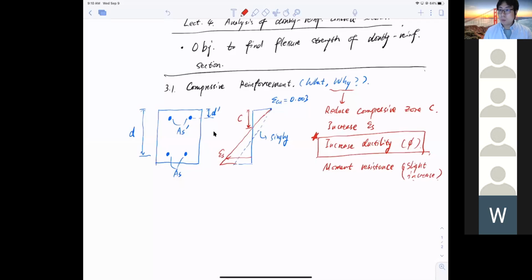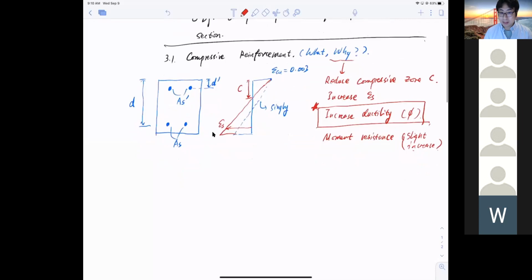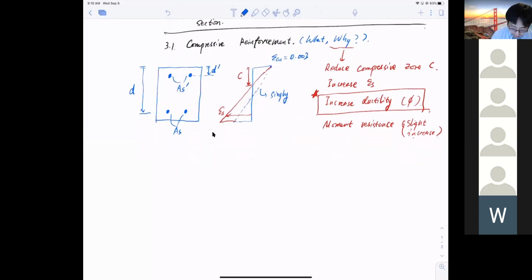Once we have compressive reinforcement added, the strain diagram changes, so the corresponding internal stresses and forces also change. Let's take a look at the revised strain diagram. Let me draw the section here again. That's the concrete section. I have top bars, As prime, bottom bars, As, and the width of the beam is b. The height of the beam is h.